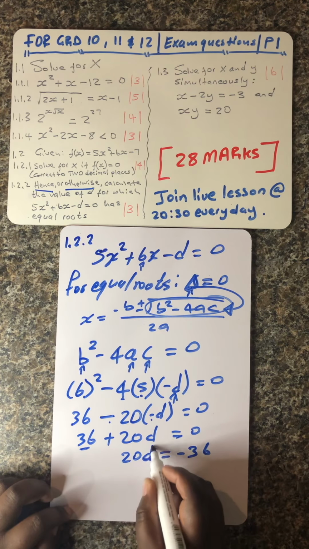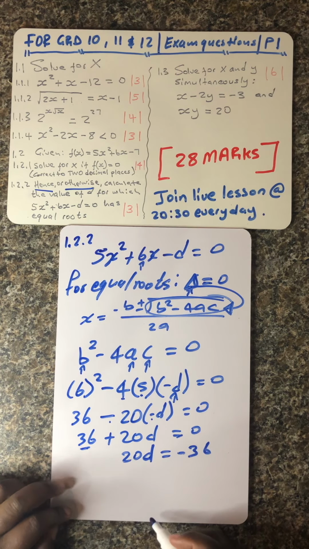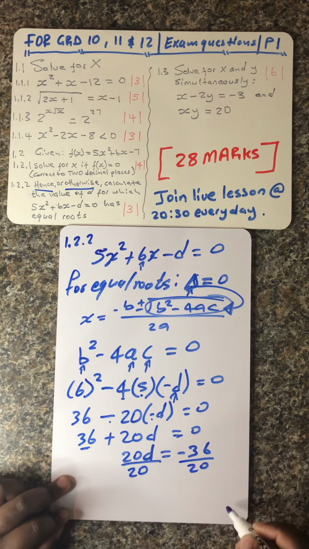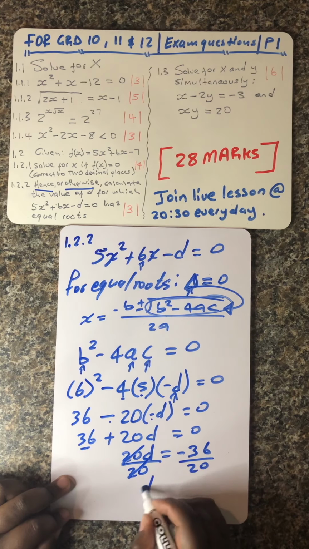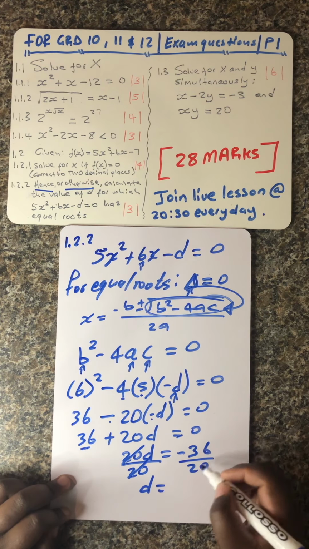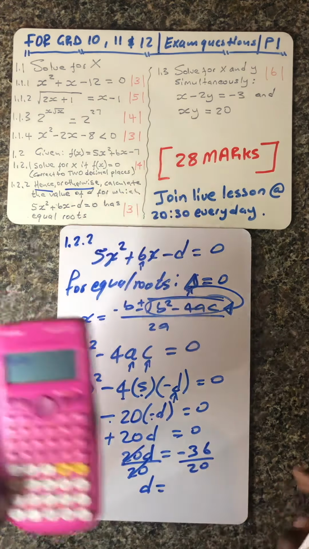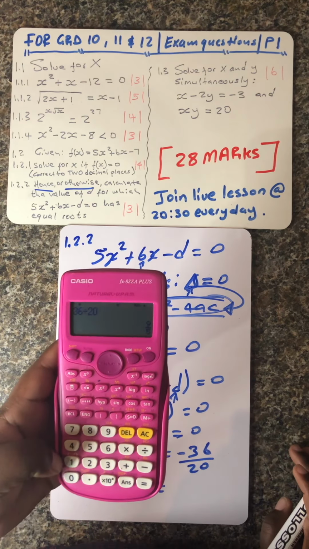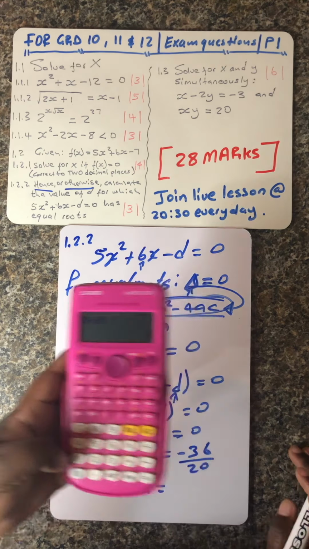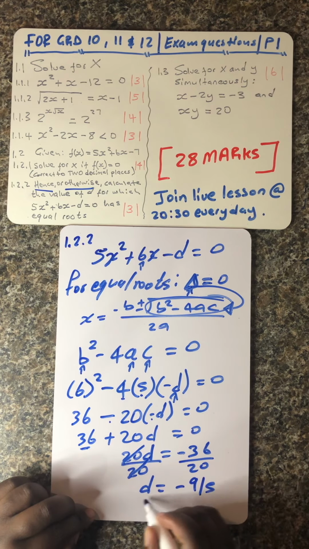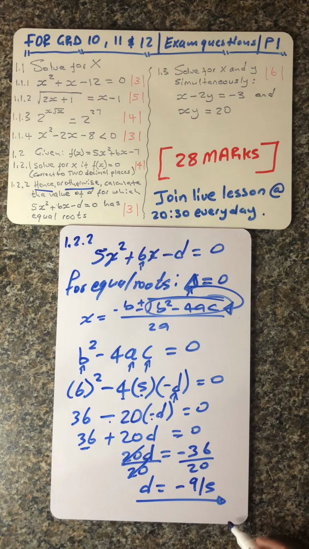Now, because we want to solve for d, you divide by 20. What you do on the left, you do on the right, so that it cancels and you remain with d. So what is negative 36 divided by 20? I'm not sure if you're able to see, but you can just use your calculator to check what answer you get. I hope you saw the answer. It's negative 9/5.